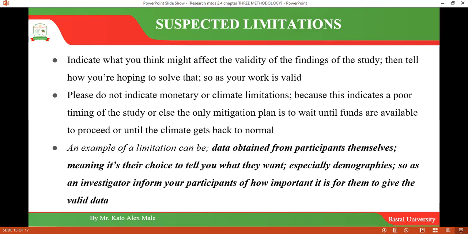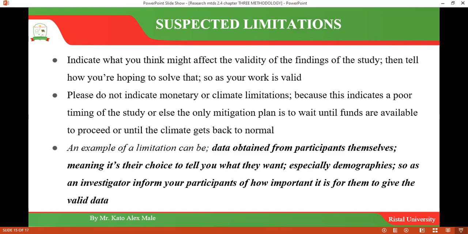What might affect the validity of your work? If you don't indicate it, it will be the first factor we shall consider. If you forego it, we shall continue to ask you, please, what if your work is subjected to such and such a limitation? What will you do? Meaning we shall need you to have it written in your research proposal.